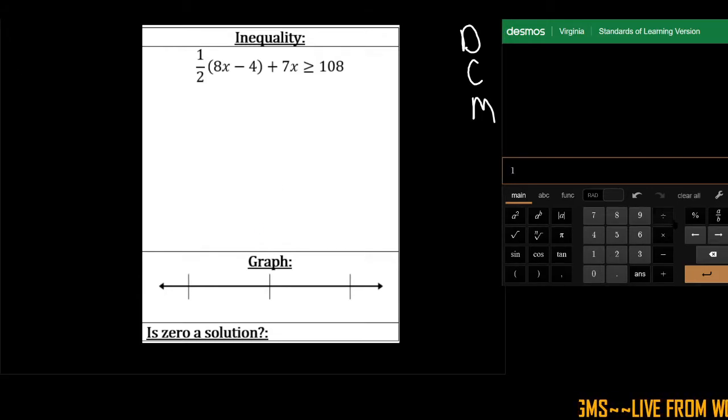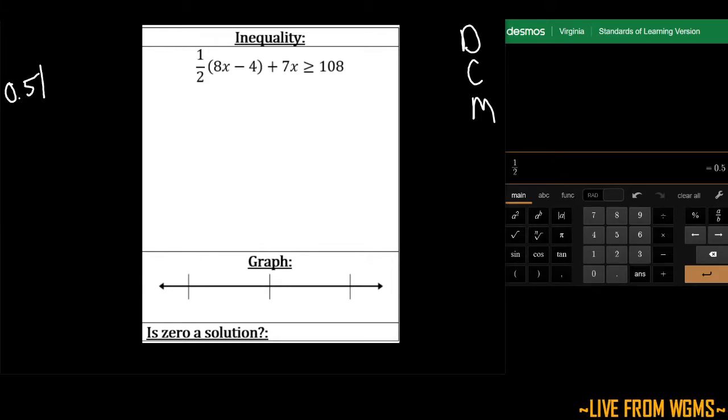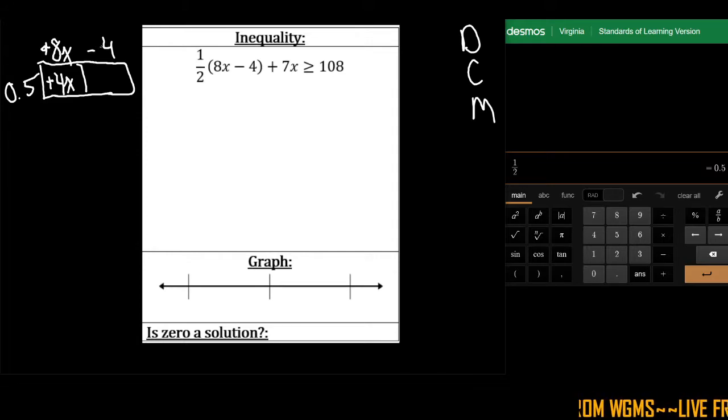Well, let's see, 1/2 as a decimal is 0.5, so I can take 0.5 times each of the terms inside the parentheses. I put the terms on top, so I'm going to have a positive 8x and a negative 4. Multiply each of those, so I take positive 1/2 times 8x, which is positive 4x. I take 0.5 times a negative 4 and get negative 2. So I did my distributive property.